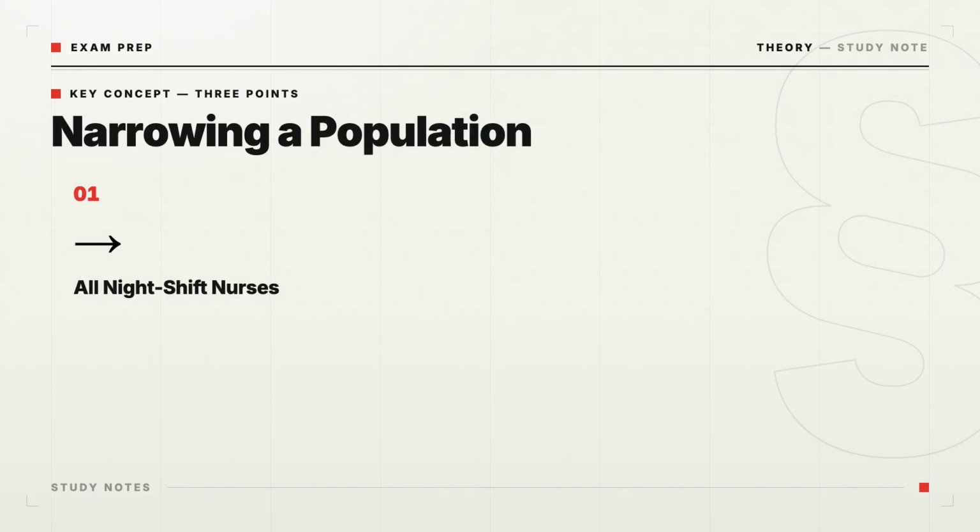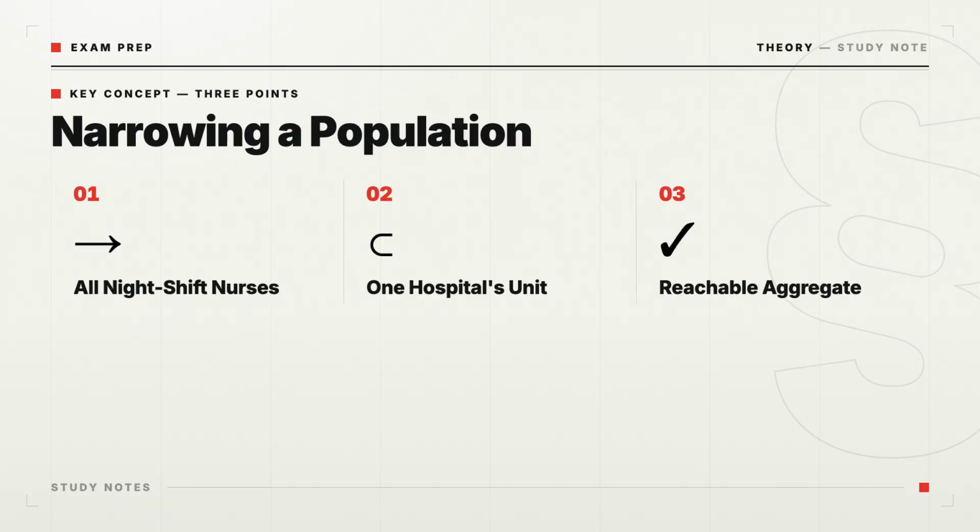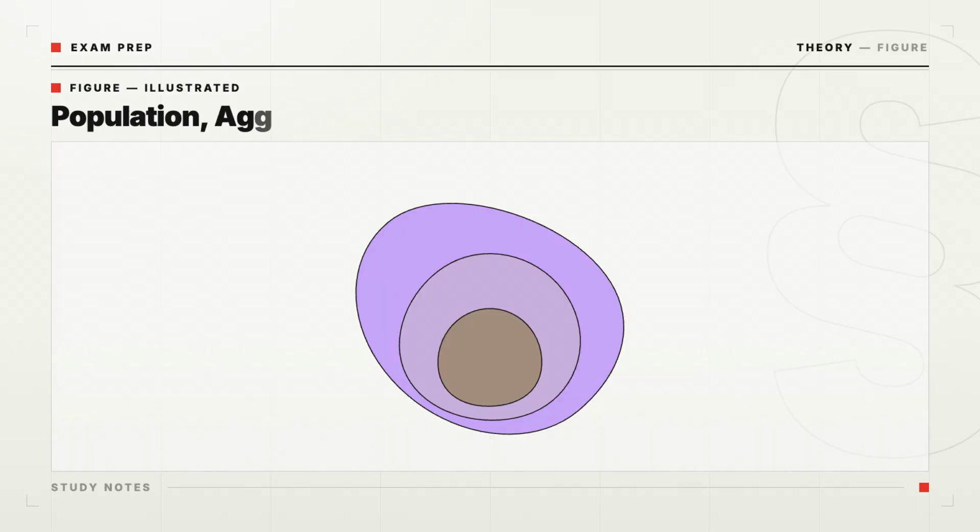Building an aggregate is a narrowing operation. You start with a population defined by a shared characteristic, then add constraints, like one hospital instead of every hospital, until the group becomes concrete. Each constraint sacrifices generality but buys reachability, and that trade is deliberate.